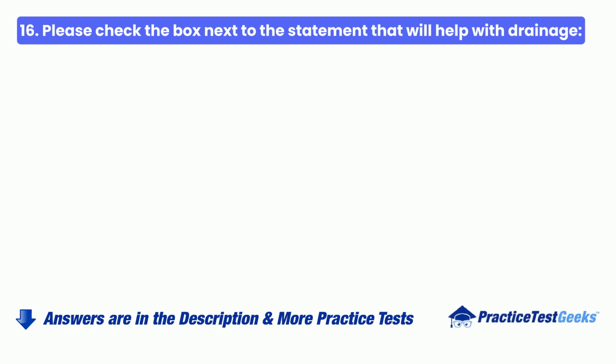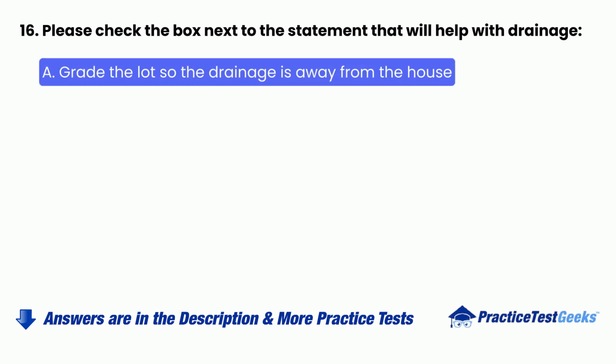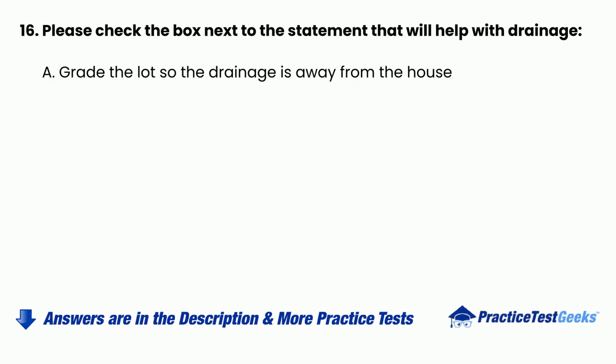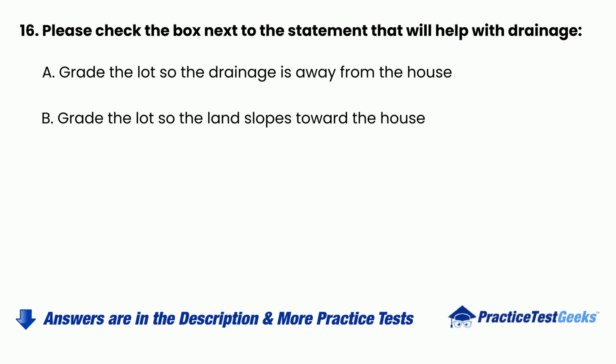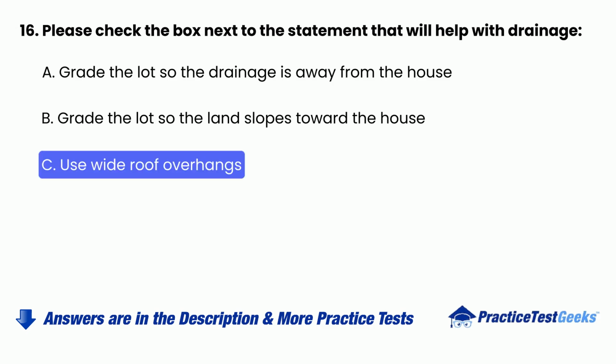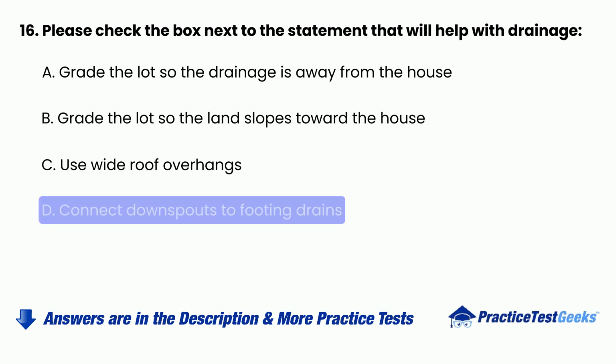(16) Please check the box next to the statement that will help with drainage. A. Grade the lot so the drainage is away from the house. B. Grade the lot so the land slopes toward the house. C. Use wide roof overhangs. D. Connect downspouts to footing drains.